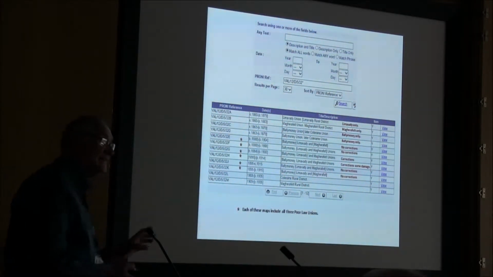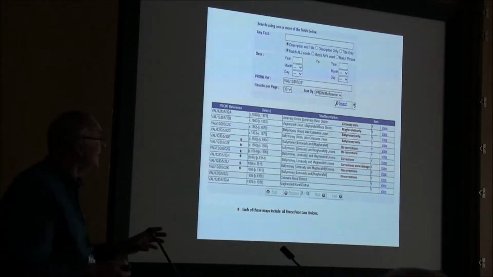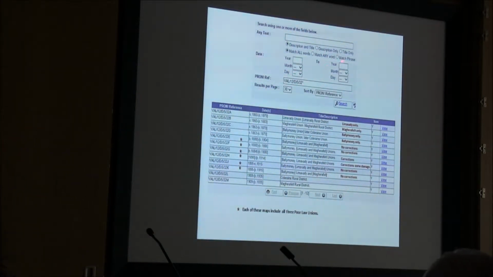There, I used the e-catalogue. This is the search. What you do is this: you put in the PRONI reference box, VAL stroke. Remember the strokes, the forward slash. I prefer to call them strokes rather than forward slash. VAL stroke 12 stroke D stroke 5 stroke 32 asterisk.